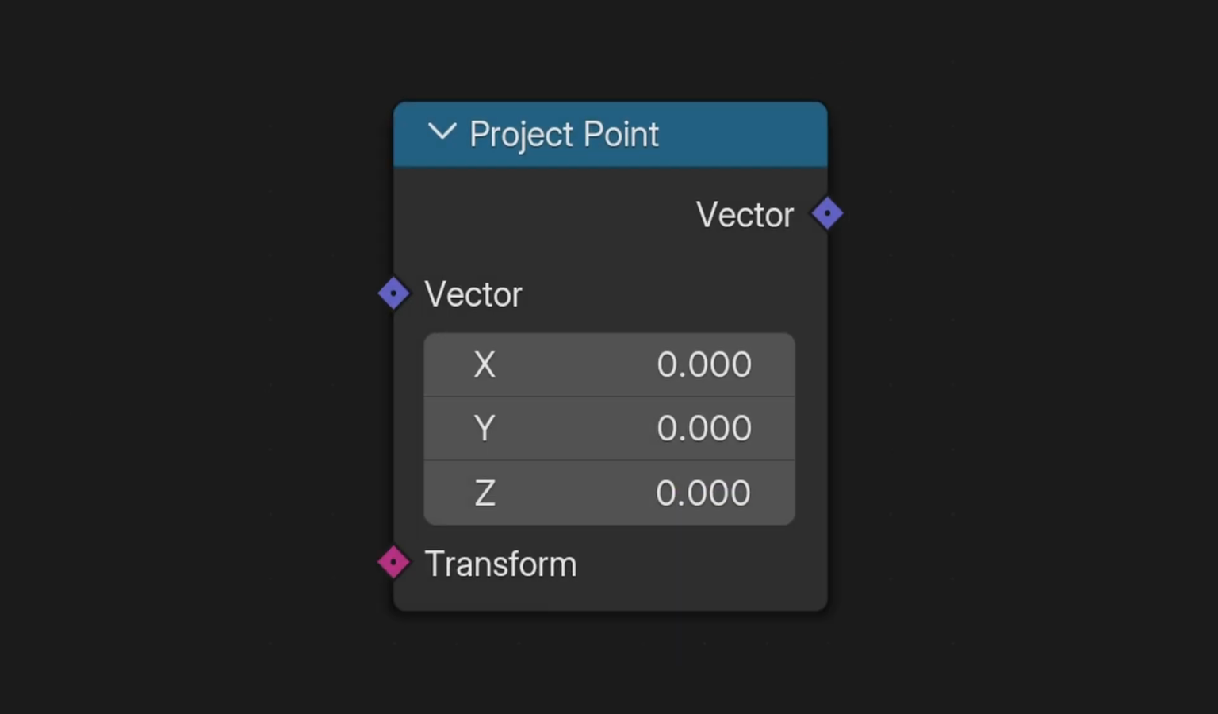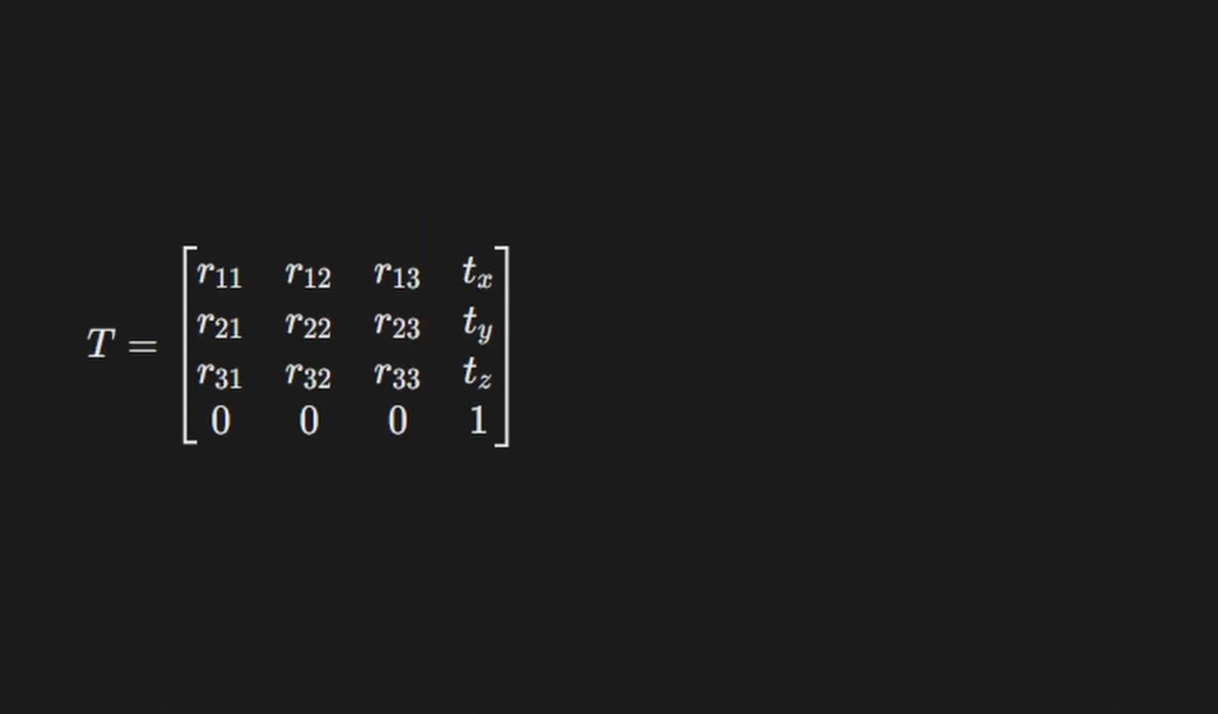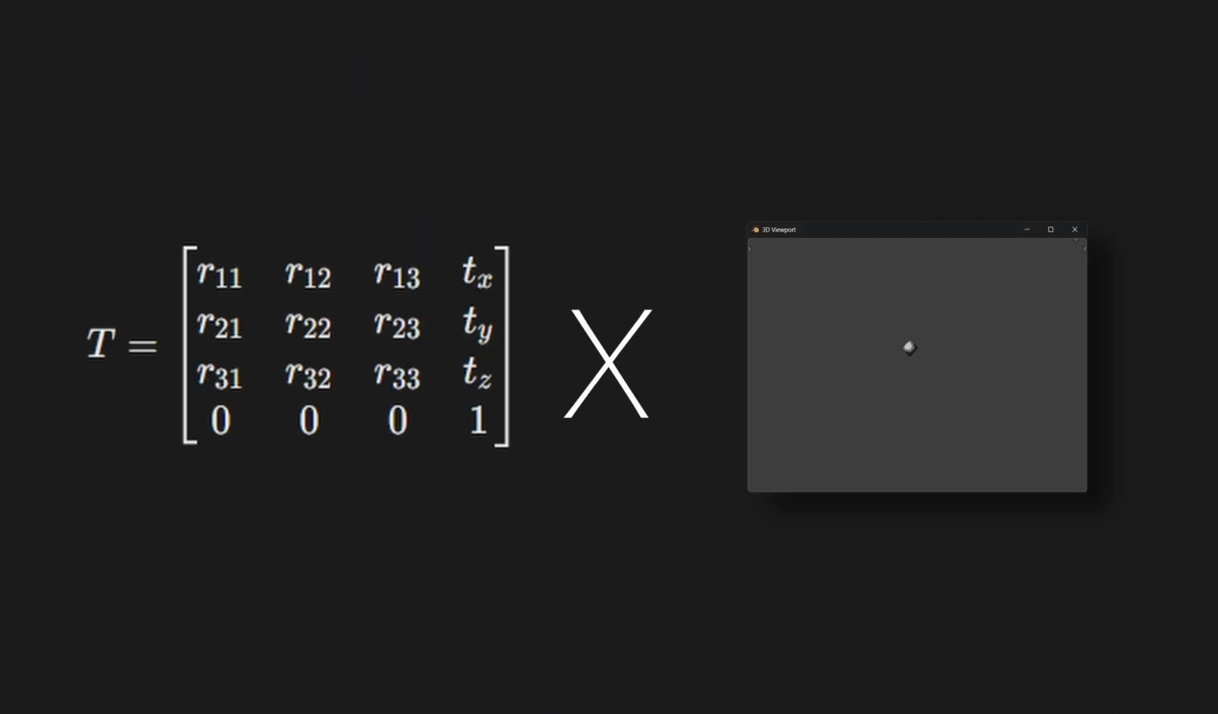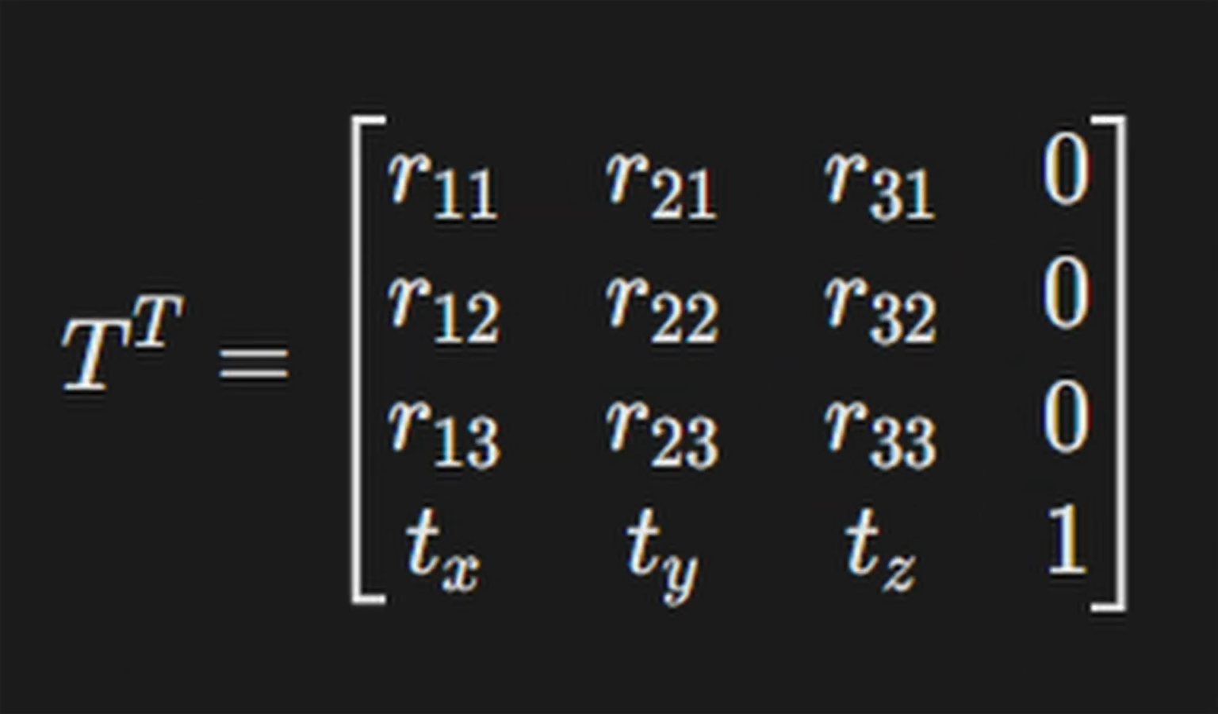Next is the project point node. This node applies a projection matrix to a point. Next is a transform point node. This node applies a transformation matrix to a position vector. Next is a transpose matrix node. Transposing a matrix is a mathematical operation and this node just enables that.